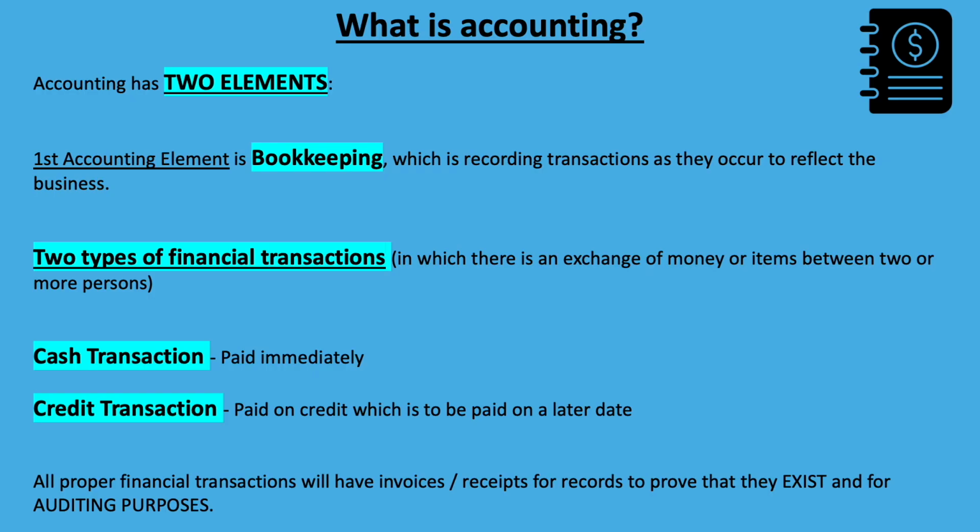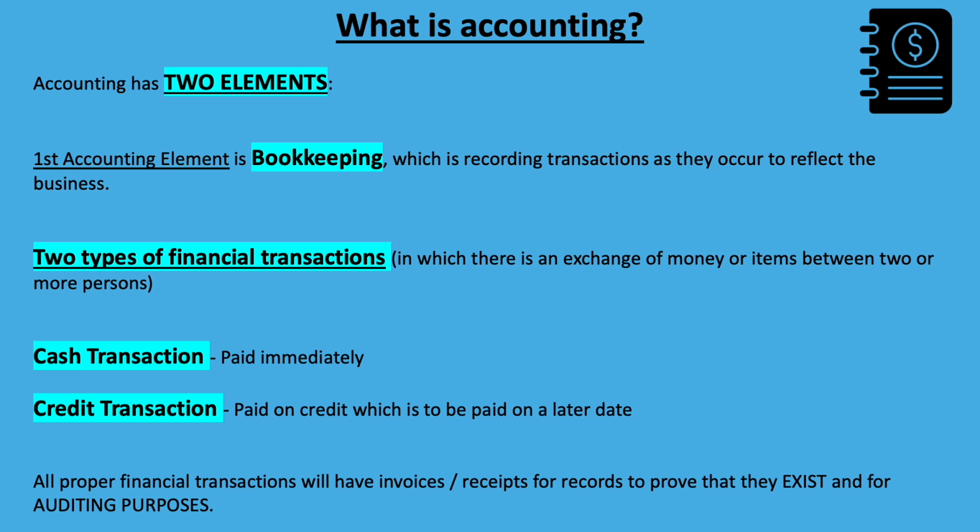So what is accounting? Accounting has two elements. The first accounting element is bookkeeping, which is recording transactions as they occur to reflect the business. In bookkeeping, you will notice that there are two types of financial transactions, in which there is an exchange of money or items between two or more persons.